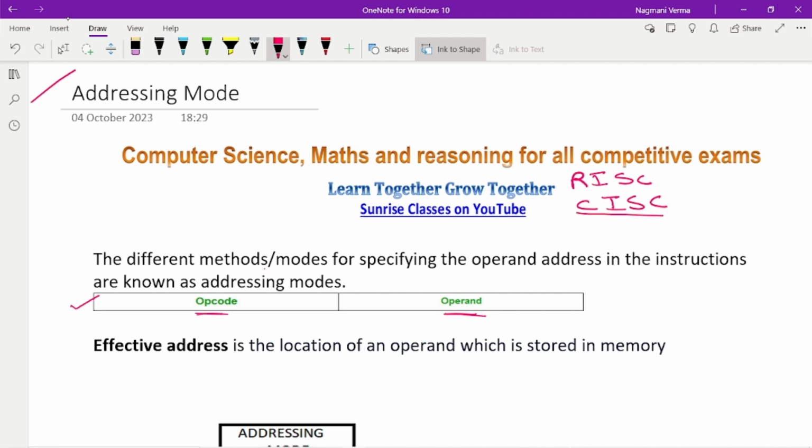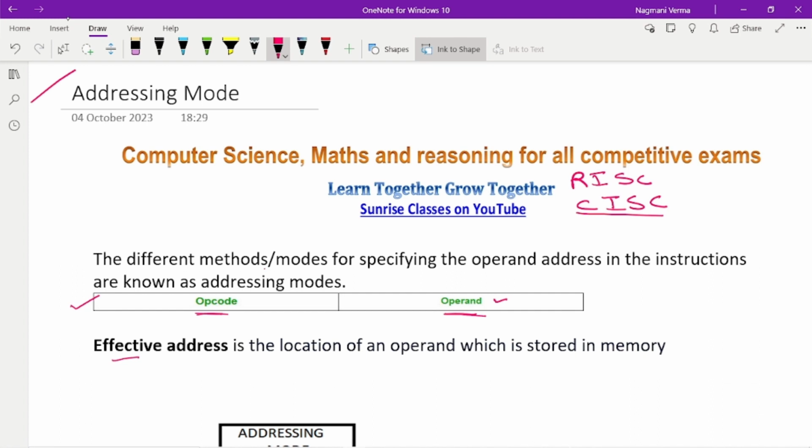So opcode is the instruction. For example, it's add, move. This is the opcode. It will tell you which instruction we have to perform, and operand will tell you on which data we have to perform this operation. So effective address is an address where actually data resides in memory. So we understand the effective address.